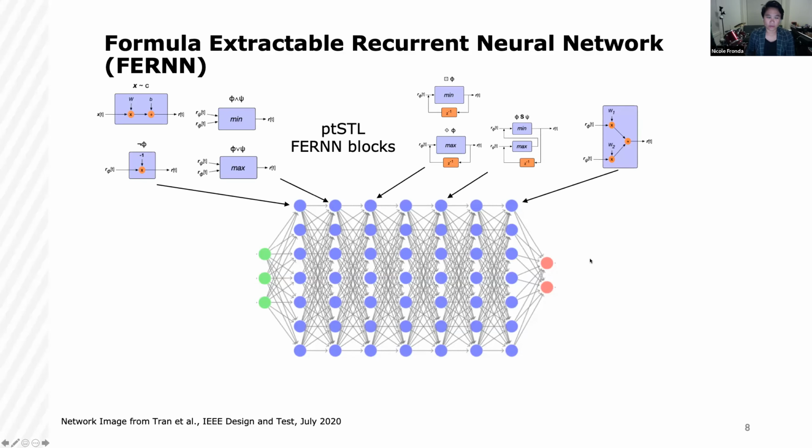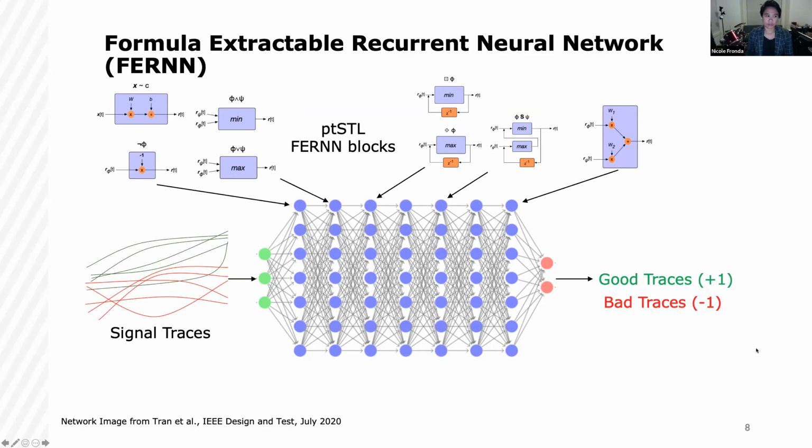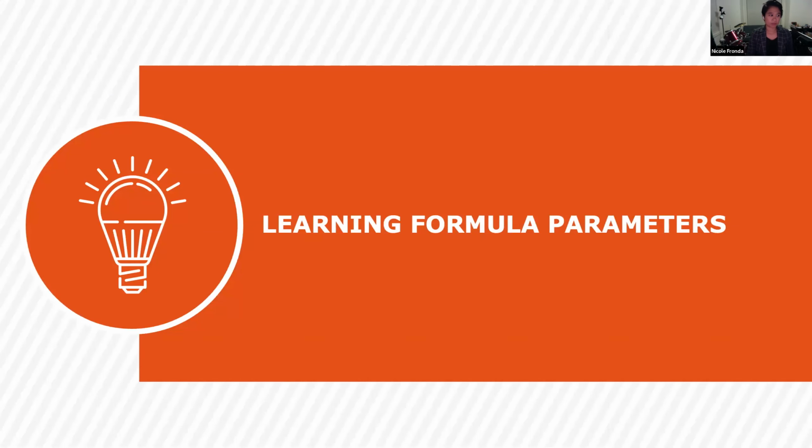The building blocks for FERN are based on robust semantics of past-time signal temporal logic, or PTSTL. We can train the FERN network as a classifier that distinguishes between the good and bad signals of the system. But of course, any network architecture can be trained as a classifier. However, in building the PTSTL semantics into this network, then after training, the learned weights can be extracted in a way that produces a readable formula that describes the desired system behavior. So now we show how FERN can learn the formula parameters.